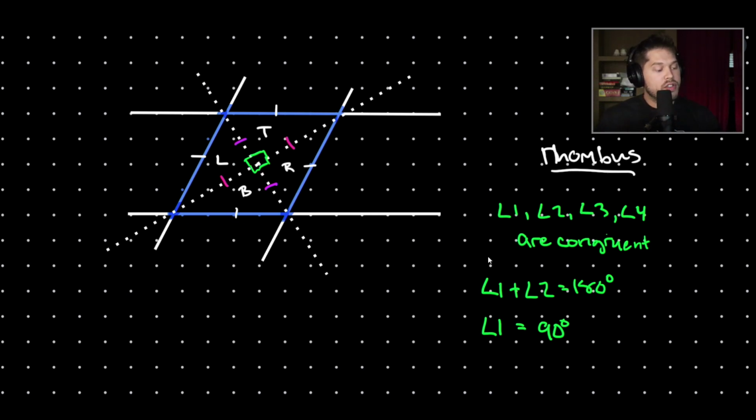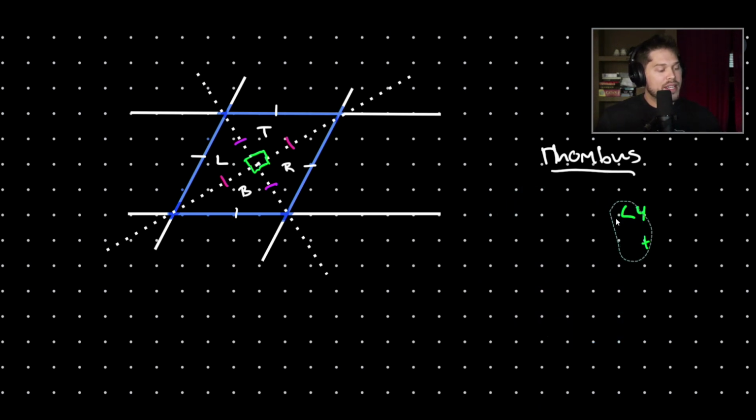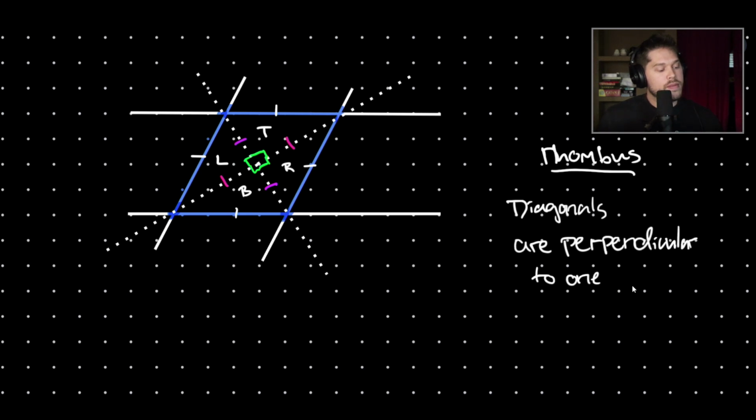So our additional property for rhombus or rhombi is that the diagonals are perpendicular to one another. And of course, perpendicular means they meet at a 90-degree angle. So all of these angles here are right angles.